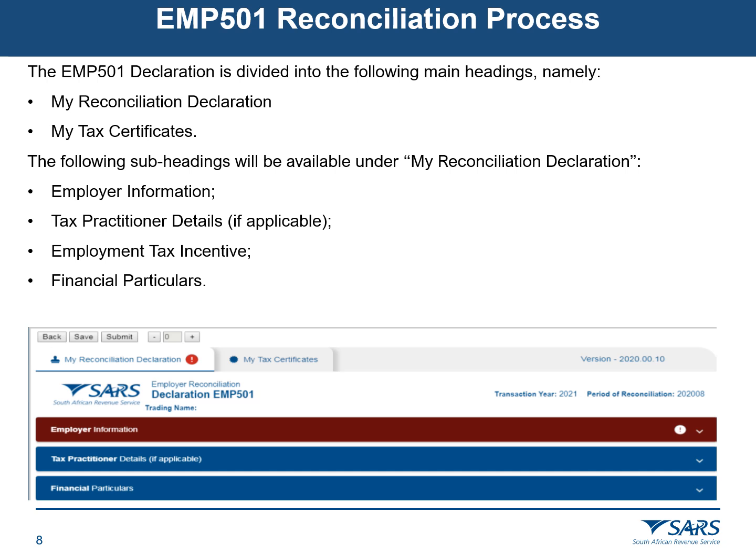The following subheadings will be available under My Reconciliation Declaration. Employer information. This is the demographic information of the employer, such as the address and contact details of the employer. Then your tax practitioner details if it's applicable, your employment tax incentives as per your EMP 201 declarations, your financial particulars, and the EMP 201 declaration information as per the EMP 201. This is the information like your PAYE, your UIF, and your SDL figures.